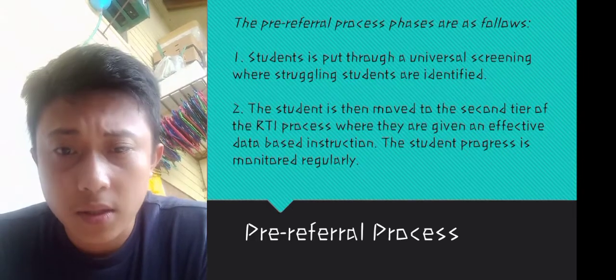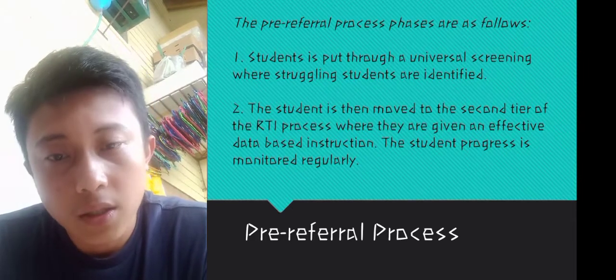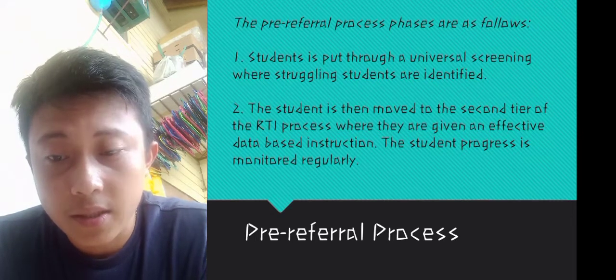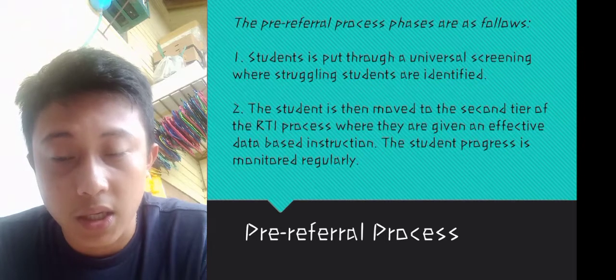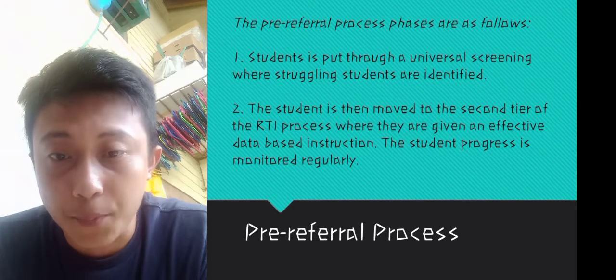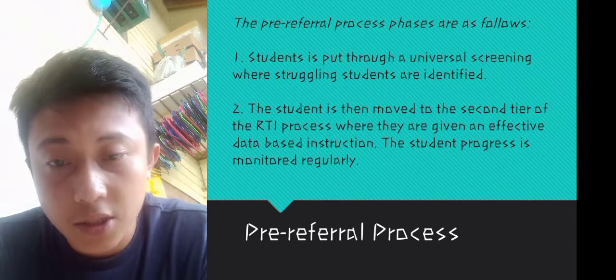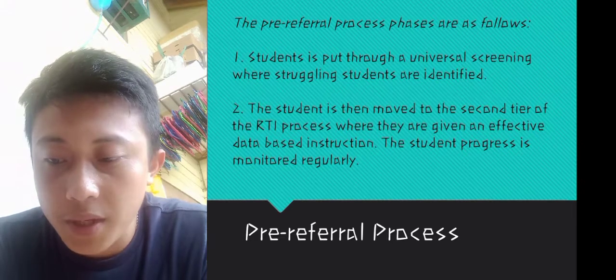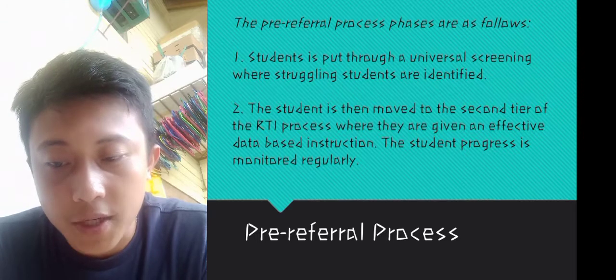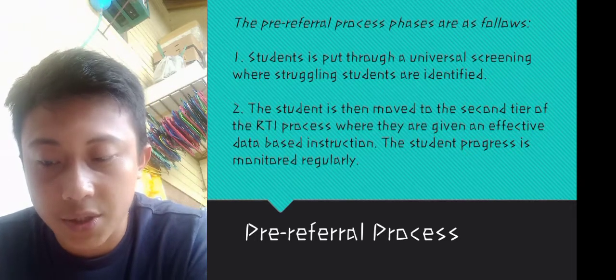So what is universal screening? Universal screening is the administration of an assessment to all students in the classroom. The purpose of this assessment is to determine which students may be struggling with reading skills. Schools have several options related to how they conduct universal screening.